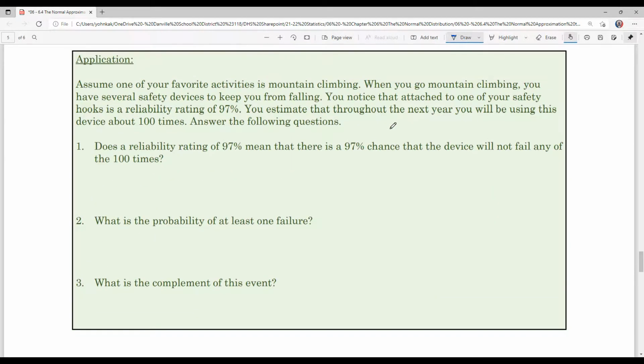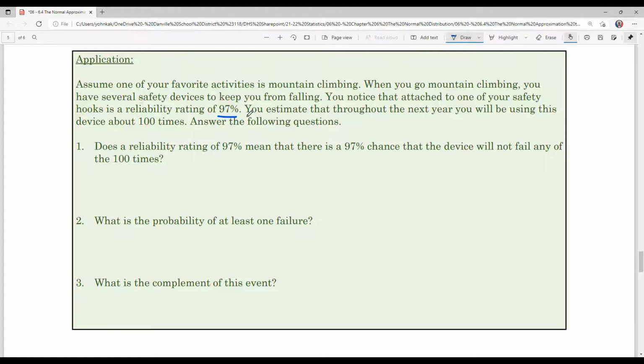Okay, now we come to our application problem. Assume one of your favorite activities is mountain climbing. When you go mountain climbing, you have several safety devices to keep you from falling. You notice that attached to one of your safety hooks is a reliability rating of 97%. You estimate that throughout the next year, you will be using this device about 100 times.